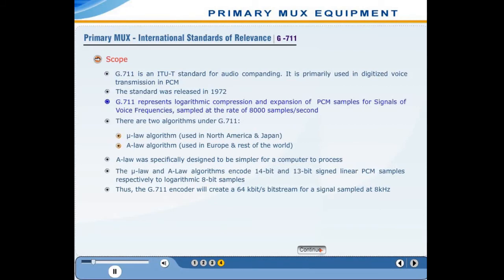G711 represents logarithmic compression and expansion of PCM samples for signals of voice frequencies sampled at the rate of 8,000 samples per second. There are two algorithms under G711. These are mu-law algorithm and A-law algorithm. A-law was specifically designed to be simpler for a computer to process. The mu-law and A-law algorithms encode 14-bit and 13-bit signed linear PCM samples respectively to logarithmic 8-bit samples. Thus, the G711 encoder will create a 64 kilobit per second bit stream for a signal sampled at 8 kilohertz.